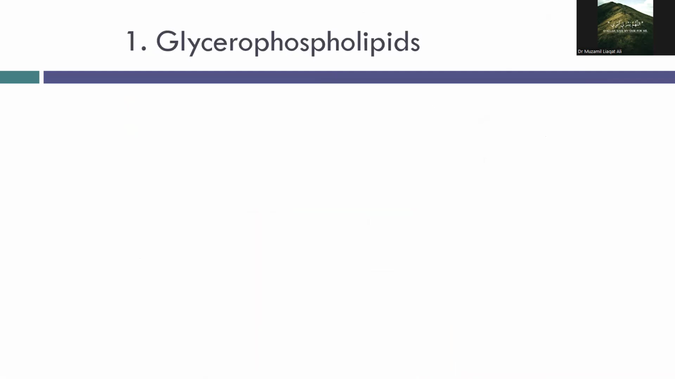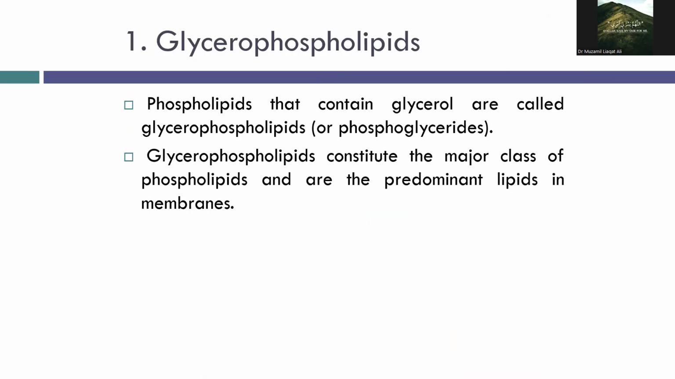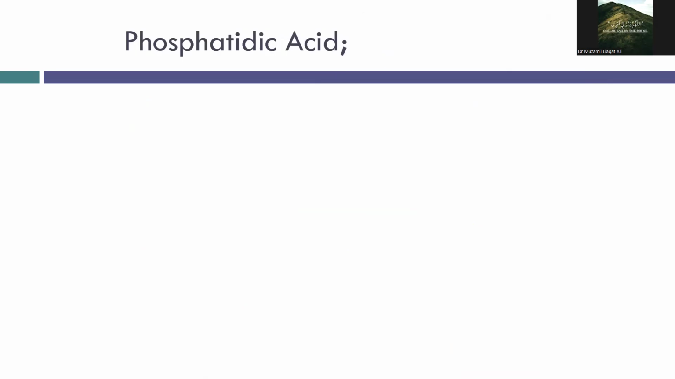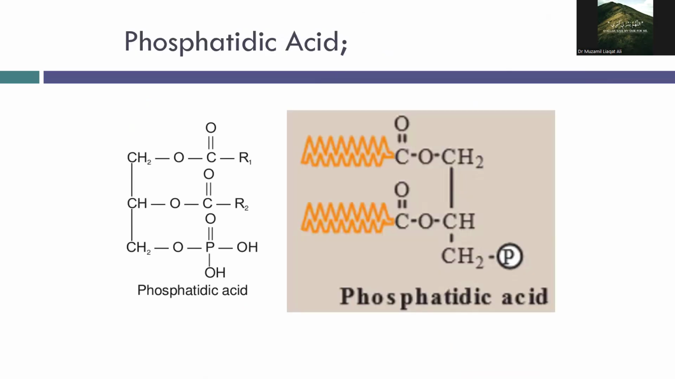So let's start with the very first one, that is glycerophospholipid. That is produced by the phosphatidic acid plus the alcohol. The examples are phosphatidylcholine, phosphatidylethanolamine, phosphatidylserine, phosphatidylinositol, and phosphatidylglycerol. As you can see, the structure of the phosphatidic acid.